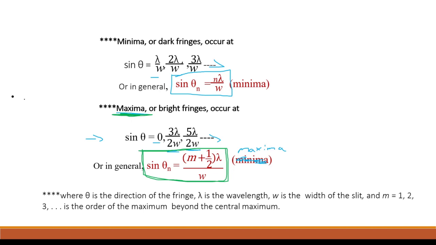Our maxima and our minima here. And so we define the variables in here. We have theta is the direction of the fringe, lambda is the wavelength, W is the width of the slit, and m equals 1, 2, 3 is the order of the maximum beyond the central maximum.